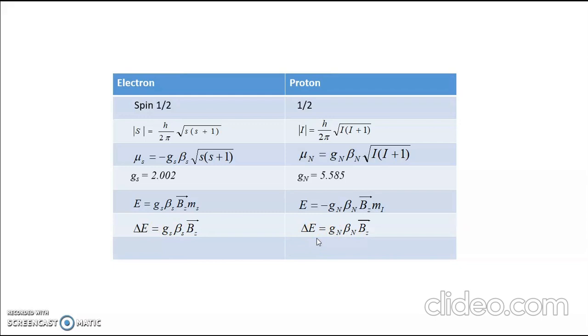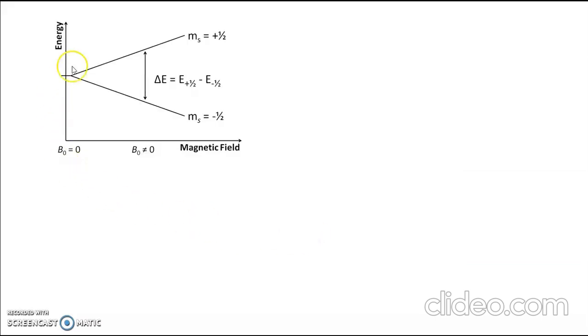Now we can draw the schematics of the energy levels of electronic and nuclear spin states. First we can see the Zeeman levels of electron spin states. Here, when we are not applying any magnetic field, both the energy levels plus or minus half will be degenerate, both having the same energy. When we apply a magnetic field, which is not equal to 0, there is an energy level separation. If you increase the magnetic field, the separation will increase.